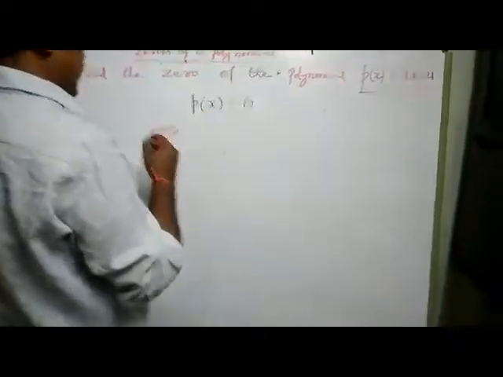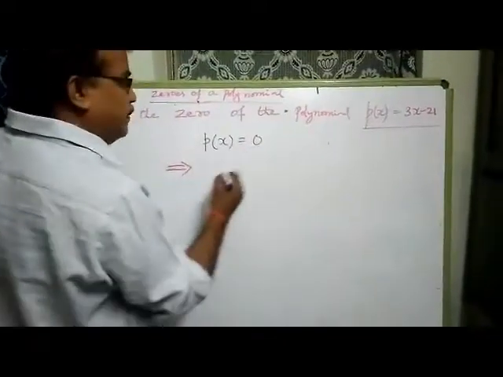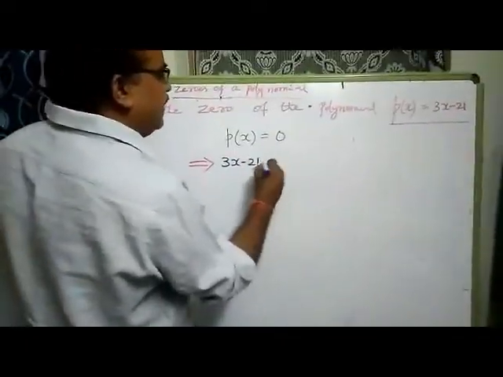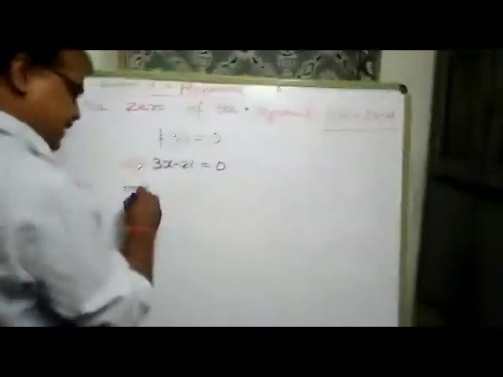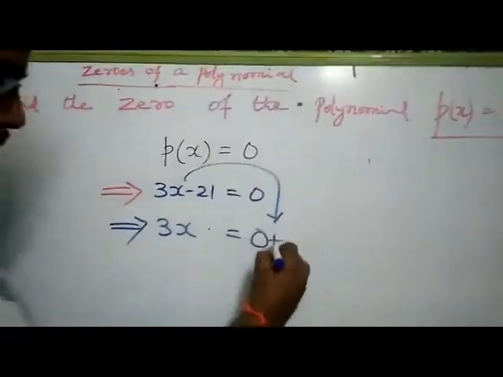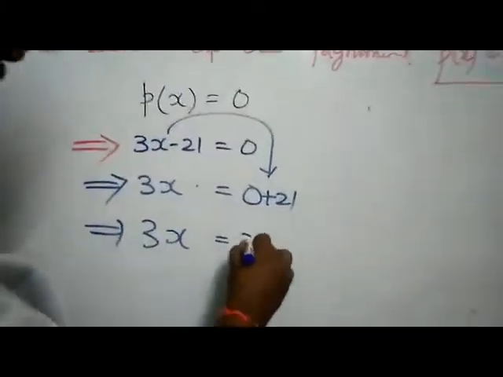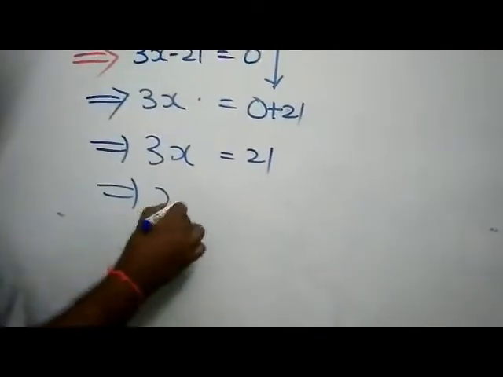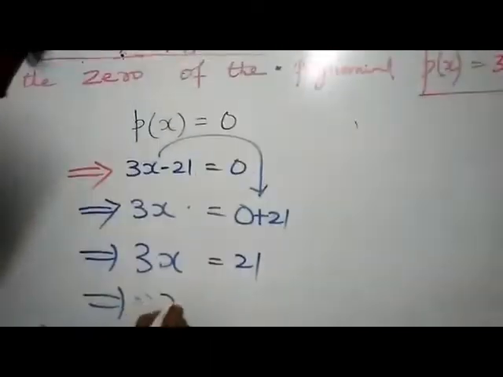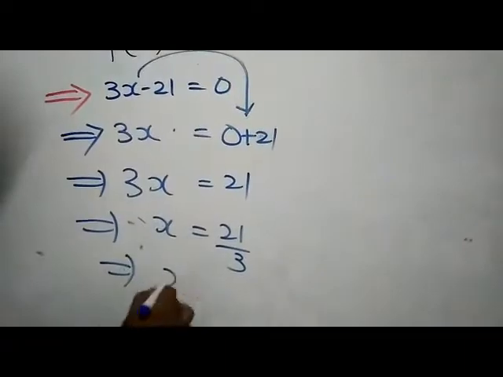That implies p of x, which is 3x minus 21, is equal to 0. That implies 3x is equal to 0 plus 21. Transposing from LHS to RHS, the minus 21 becomes plus 21. So 3x is equal to 21, and 3x is 3 into x. X is equal to 21 by 3. That implies x is equal to 7.